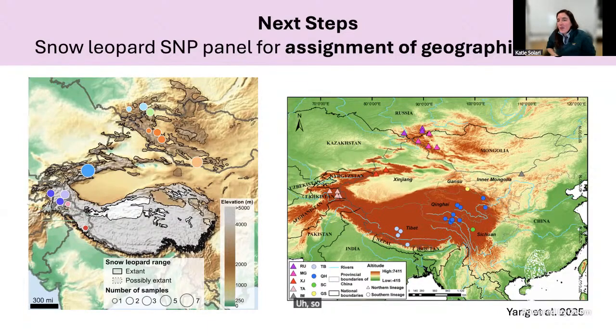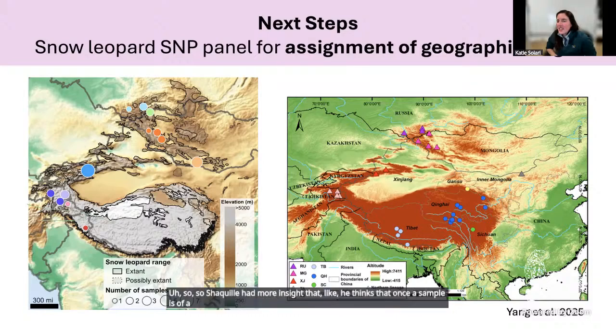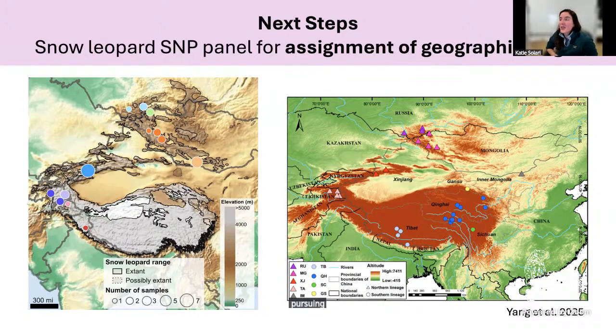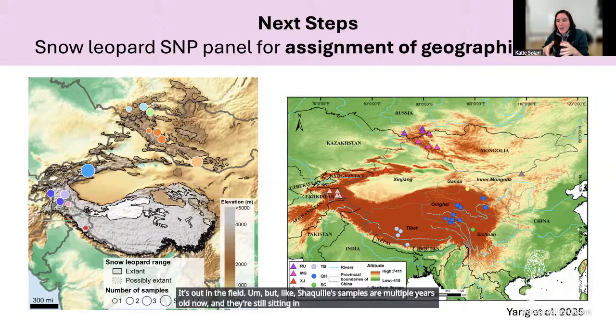So Shaquille had more insight, that he thinks that once a sample is of a certain age, it's not worth pursuing, and we're talking about the age at which it's out in the field. But Shaquille's samples are multiple years old now, and they're still sitting in our lab. So once you collect and preserve them, I think they can stay viable forever.